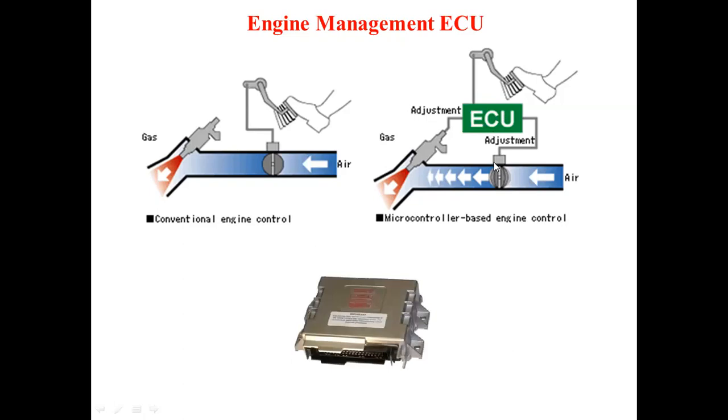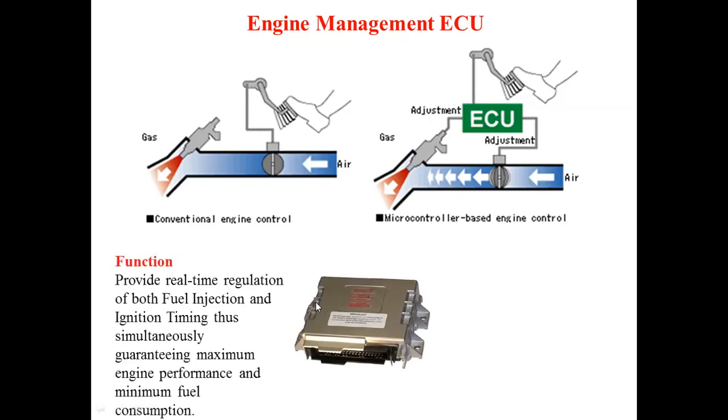Now to achieve this, you are utilizing the ECU. The physical appearance of this ECU is like this. Now this ECU, engine management ECU, what is the function? It provides the real-time regulation of both fuel injection and ignition timing, thus simultaneously guaranteeing maximum engine performance and minimum fuel consumption. So you need to increase the performance as well as minimize the fuel consumption. That means you need to achieve more and more fuel economy.